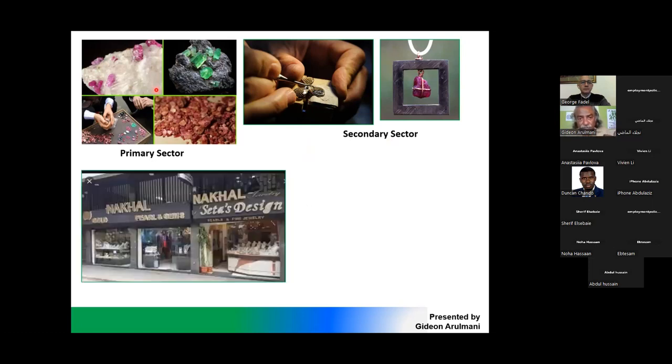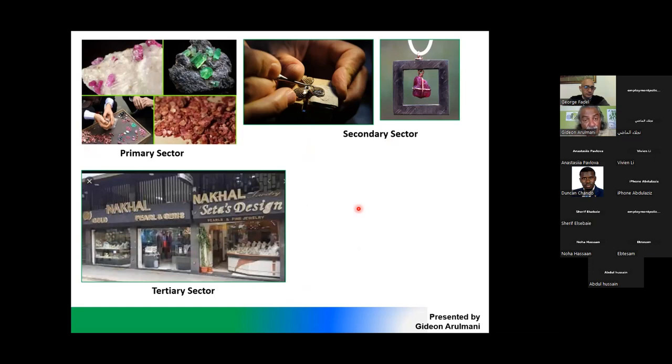Then you made it. Now what is going to happen? It has to be sold, isn't it? So there you have the tertiary sector. These are pictures from Lebanon, I think. So you have the jewelry shop, and you go there, and then you buy an engagement ring or a wedding jewelry or whatever, and I'm sure somebody becomes very happy if you buy it and give it to them, and that's the retail and the tertiary sector.